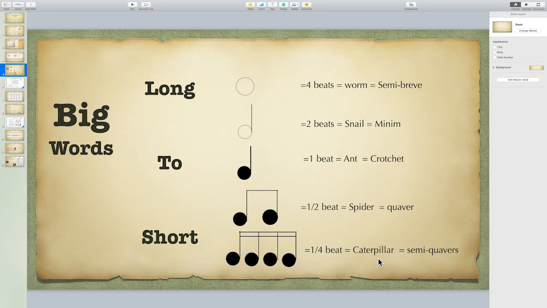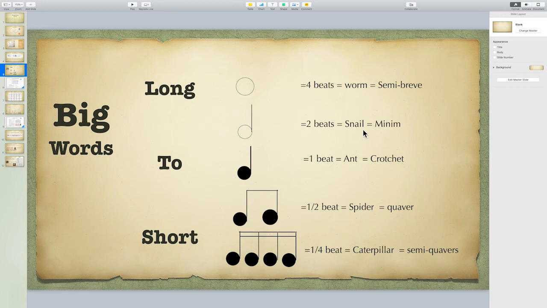caterpillar. Now, if you're in year 6, then you should try and learn these names, which are the big words, and those names are the proper names for these words. Obviously, we wouldn't call these worm, snail, ant, spider, caterpillar. It's just that's a really good way of remembering how many beats they are. But this one is not usually called a worm. It's called a semibreve. A semibreve, and that's worth 4 beats.